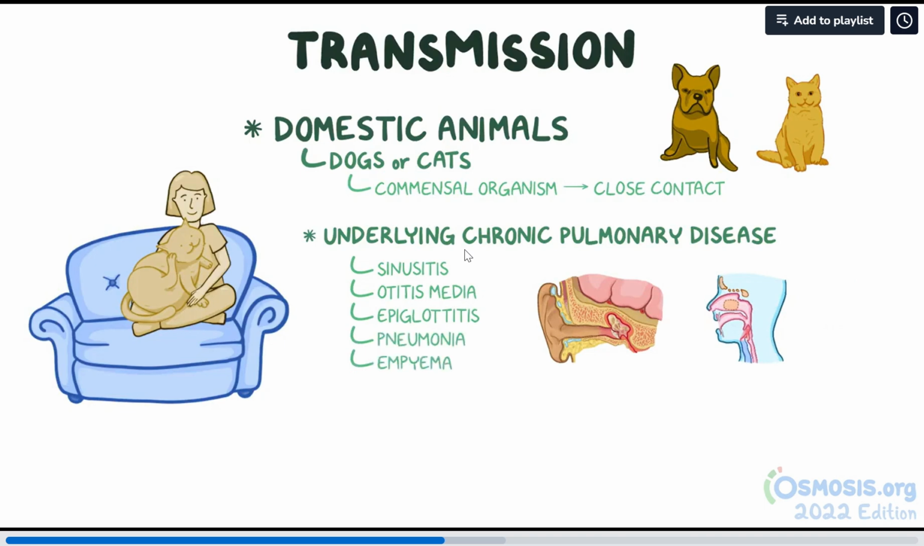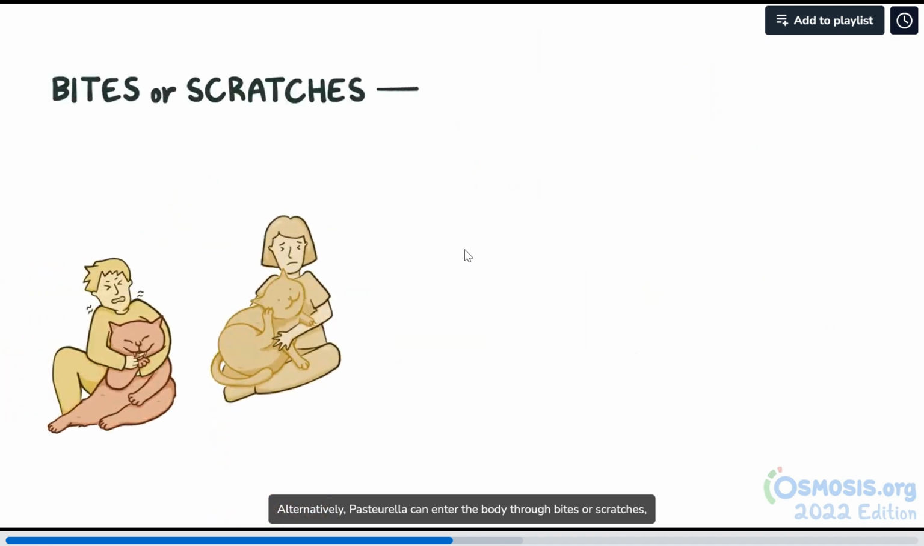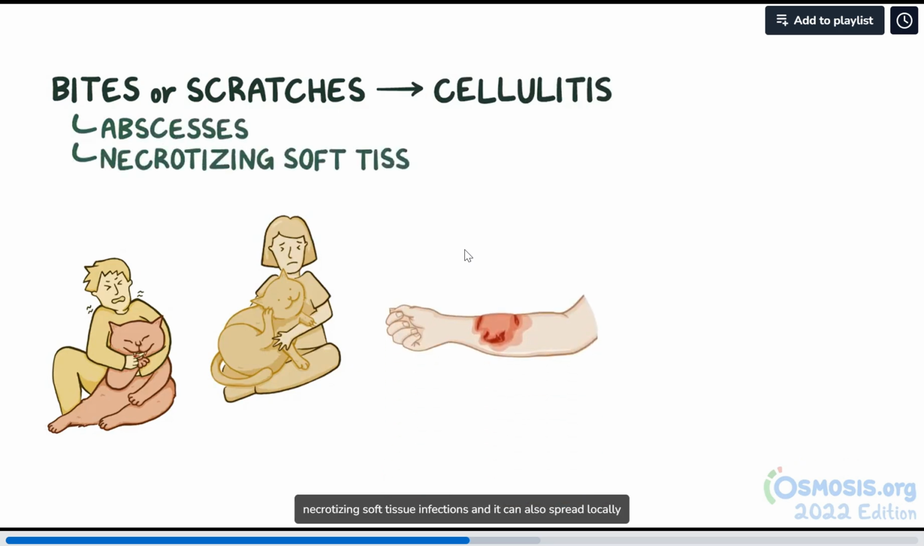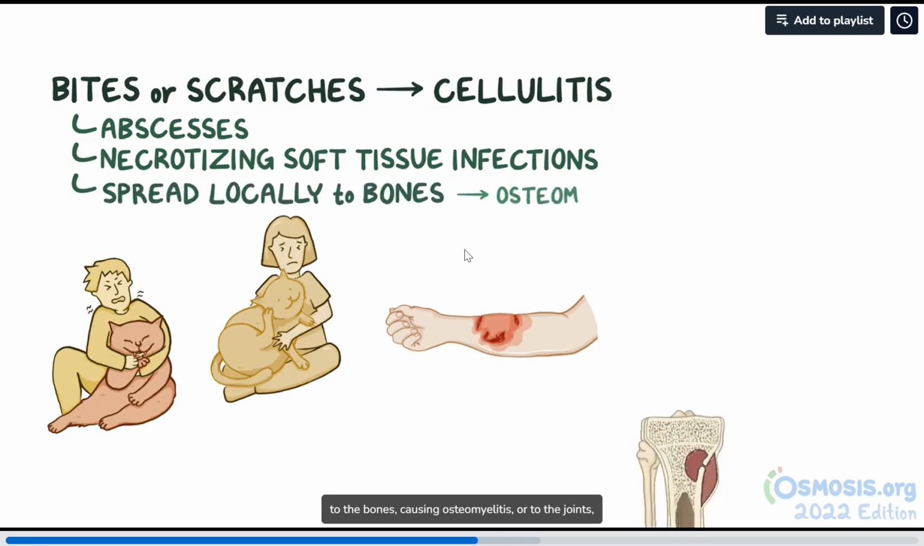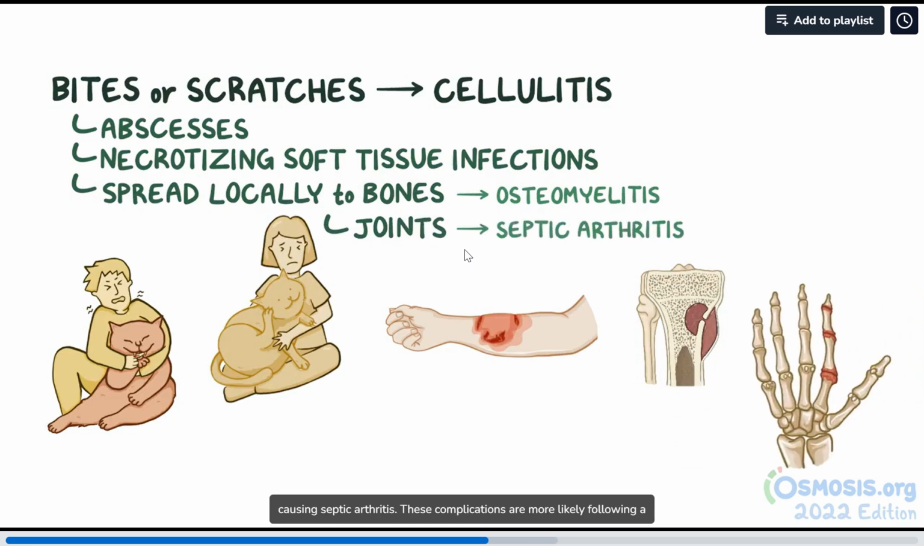empyema. Alternatively, Pasteurella can enter the body through bites or scratches, causing a soft tissue infection called cellulitis at the site of inoculation. In serious cases, it can cause abscesses, necrotizing soft tissue infections, and it can also spread locally to the bones, causing osteomyelitis, or to the joints, causing septic arthritis. These complications are more likely following a cat bite, because cats have sharp, penetrative teeth that pierce deeper through the skin.